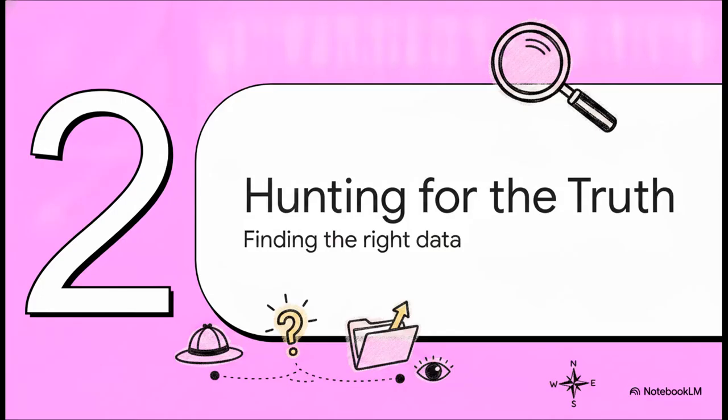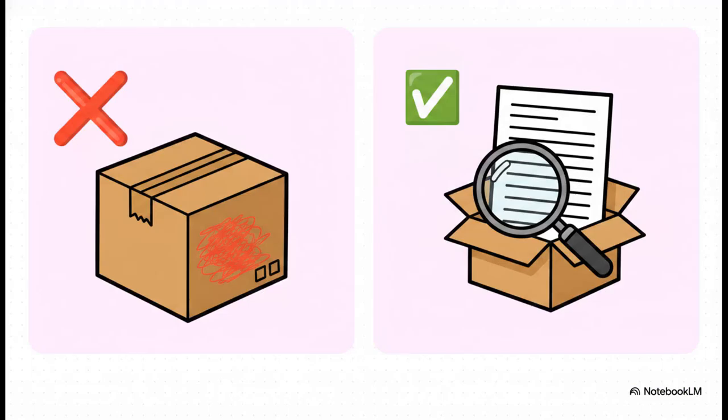Moving right along to Section 2, Hunting for the Truth: Finding the Right Metadata. All right, now that we've conceptually unboxed our file, we kind of have to put on our detective hats to find the correct data, the metadata. And this brilliantly illustrates the exact mindset shift you need to make. The completely wrong way is using the file name as the document title.